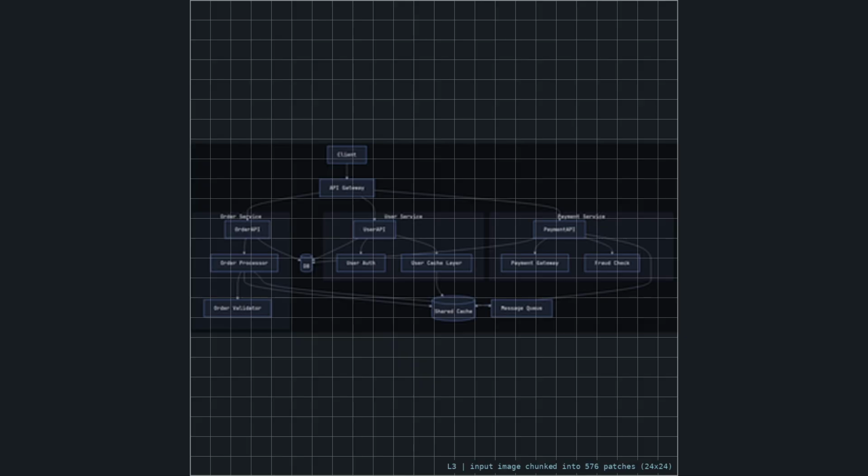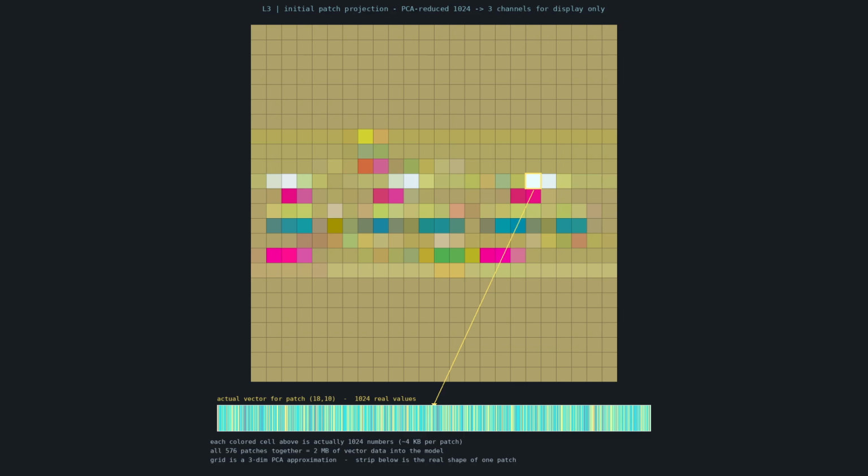The image gets chopped into a bunch of patches. Each one becomes a vector with thousands of dimensions. At the first projection layer, 4 kilobytes per patch isn't unheard of. So this whole image is already over 2 megabytes of vector data, and deeper layers make that even more.